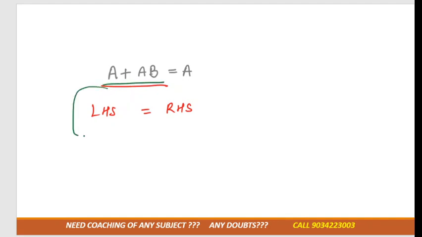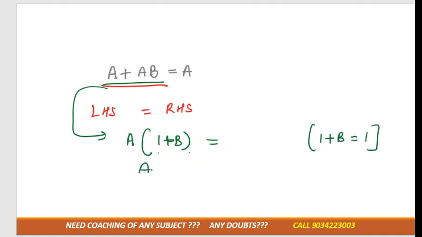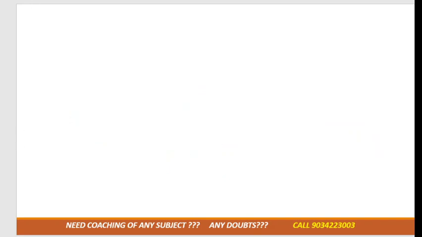So tell me, in this, can we take A as common? What would be left under the bracket? 1 plus B. And according to Boolean algebra, 1 plus B is how much? 1 plus B is equal to 1. So it would be A dot 1, and A dot 1 is equal to how much according to the AND law? That is A only. So we have proved that LHS is equal to RHS.